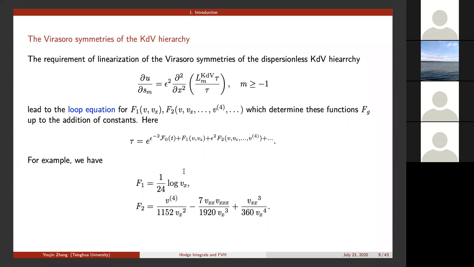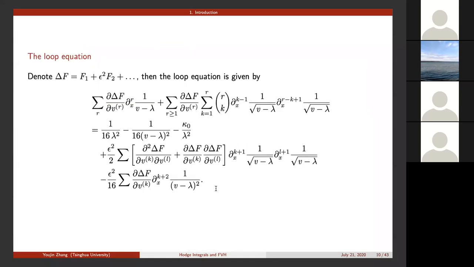So for example, we can find this F1 can be written down in terms of Vx, and F2 can be written down in terms of Vx and so on, up to the fourth x derivative of V. So we can find this F1, F2 recursively. In this way, we fix this Fg. This is the general loop equation for the KdV hierarchy.